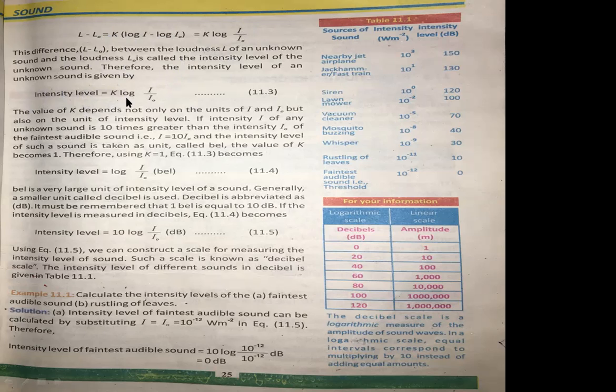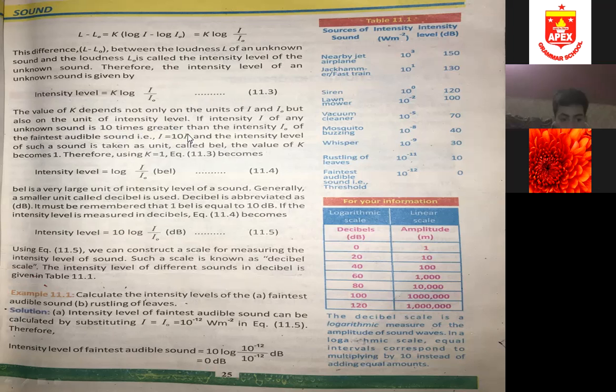So intensity level is equal to k log I over I naught, where k depends not only on the unit of I and I naught, but also on the unit of intensity level. What is going to happen here if the intensity I of an unknown sound is 10 times greater than the intensity I naught? So I equals 10 times I naught. You have to remember this. This level is called bel.